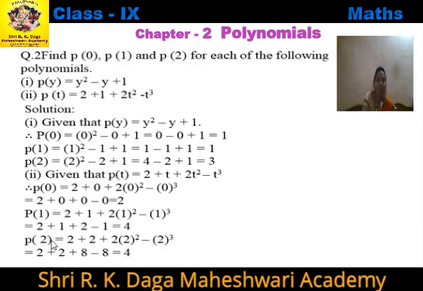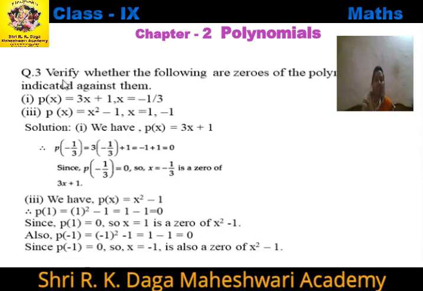In the last we will put the value 2 at the place of t to get 2 plus 2 plus 2 into 2 square minus 2 cube. Wherever t is, we have put its value 2. On solving this, we get 2 plus 2 plus 2 square, that is 4 into 2, 8 minus 2 cube is also 8. Now 8 minus 8 will be 0, hence 2 plus 2 is 4.